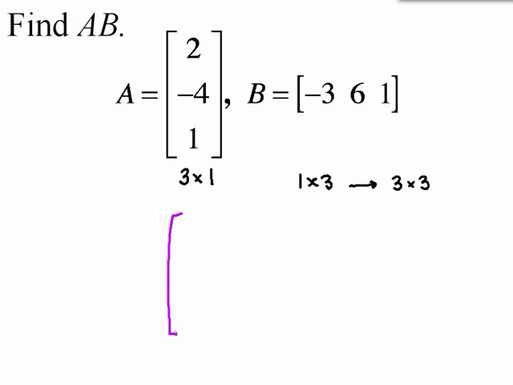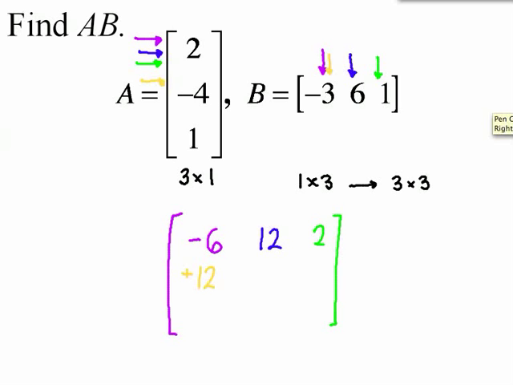So we start with row 1, and I'm going to take that times column 1. What do you get? Negative 6. Now I'm going to go row 1, column 2. What do you get? 12. Then row 1, column 3. What do you get? 2. So there's 3 of our 9 answers. Let's look at the next one. Row 2, column 1. What do you get? Positive 12.